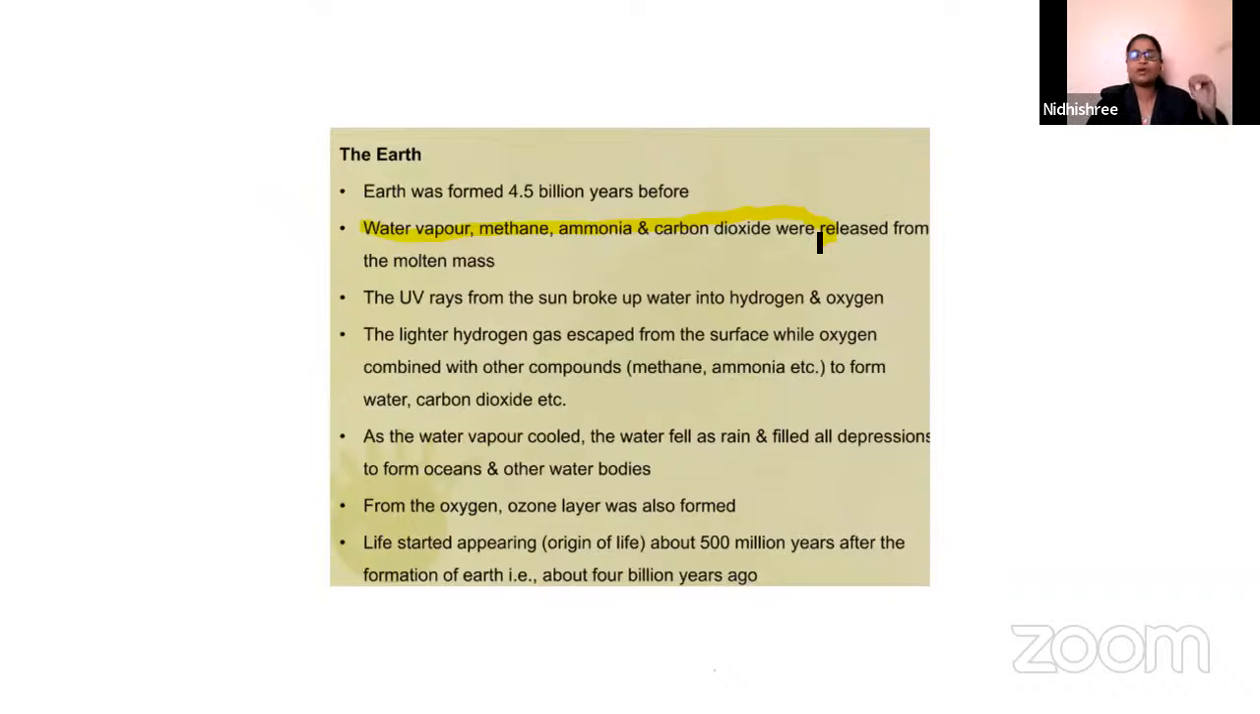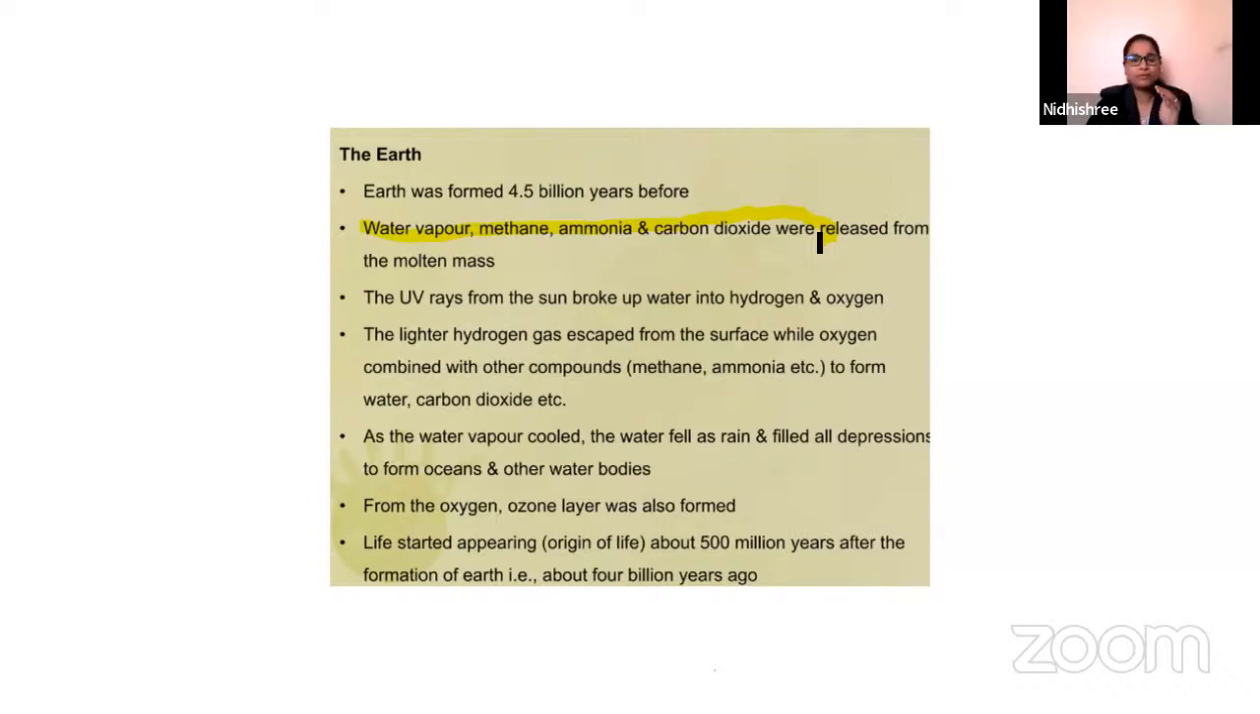The lighter hydrogen gas escaped from the surface while oxygen combined with other compounds. So as we all know that hydrogen is lighter, it escaped from the surface. The oxygen formed compounds with other elements, and all these compounds were formed to form water and carbon dioxide. Mainly the two compounds are formed by the hydrogen and the oxygen, that is water and carbon dioxide.